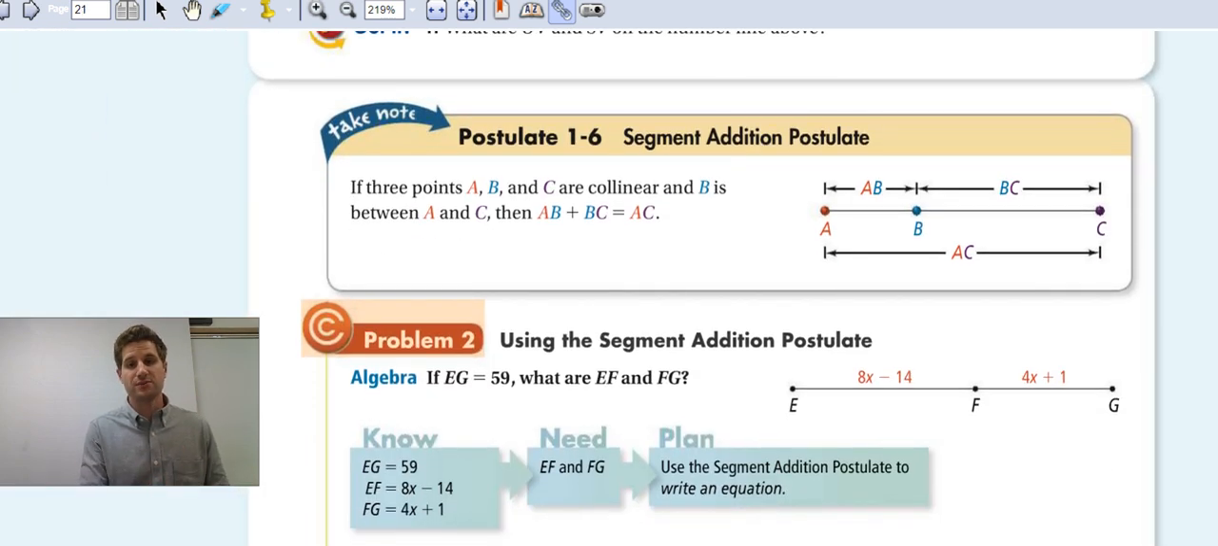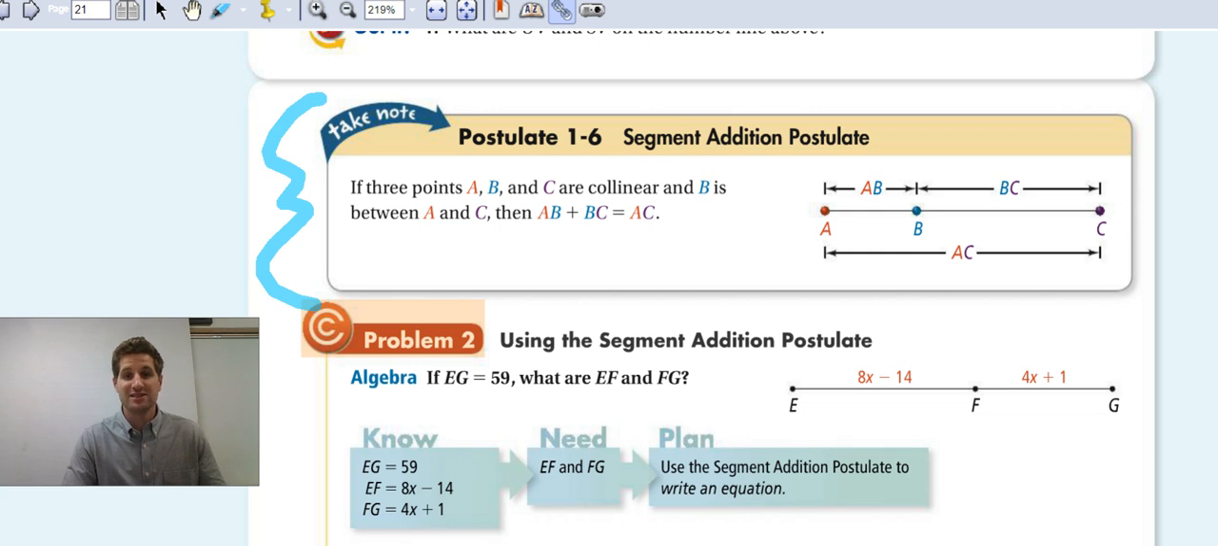Alright, we do need this one. This is a huge, huge concept. You're going to see this all over the place. And this is called the segment addition postulate. This is a great name for it because it just means if you add two smaller segments together, it should make the full segment. So we definitely want to write this whole box.